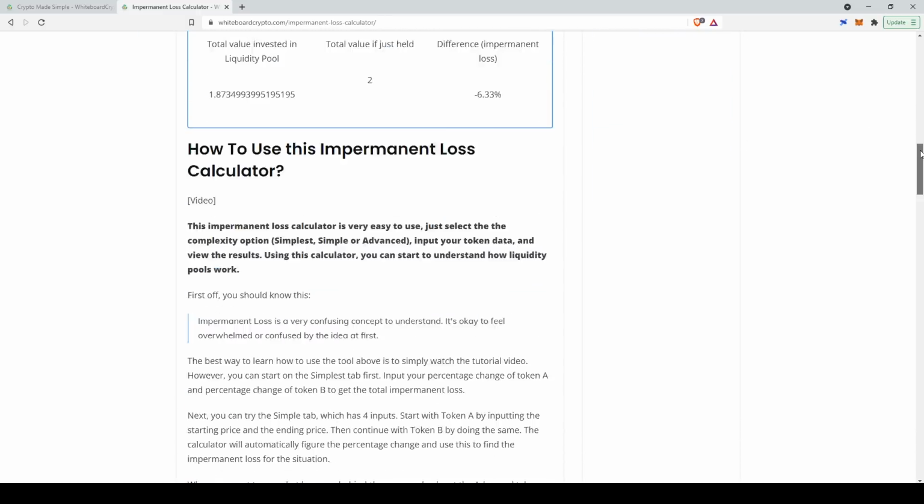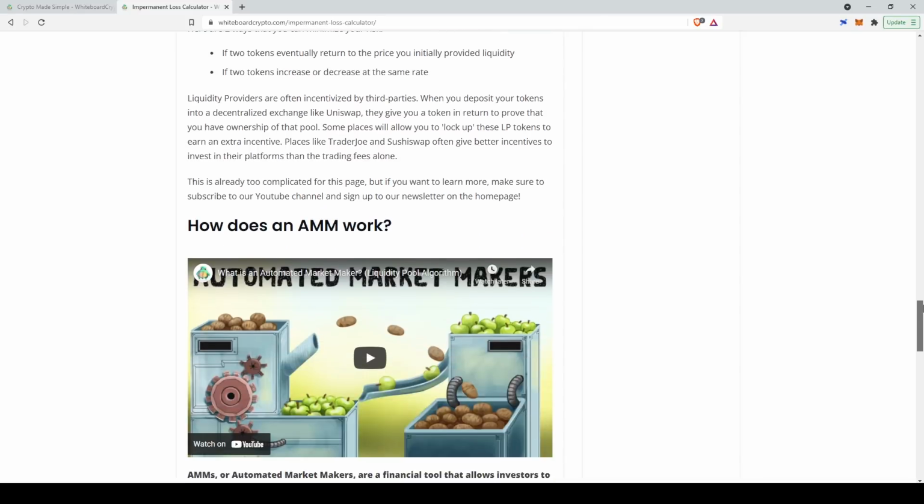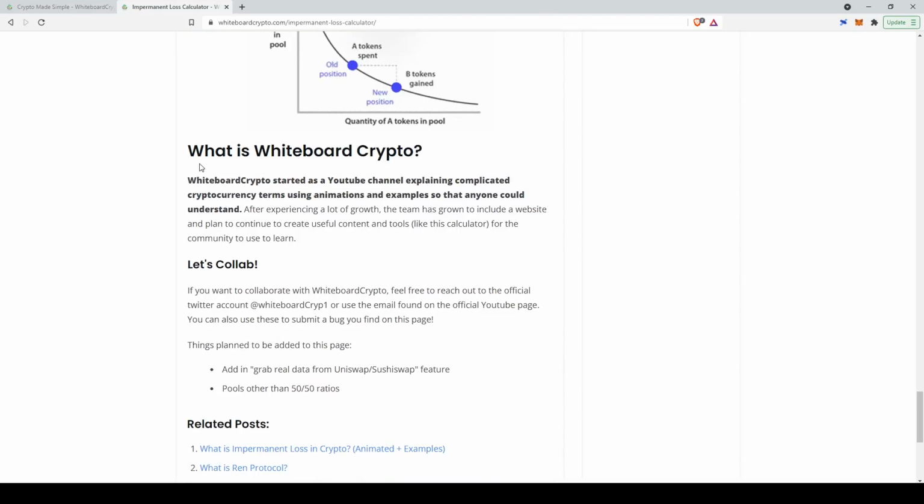Read the rest of this article, which I've actually spent quite a bit of time on and added a bunch of pictures and videos. And if you have any questions or maybe you find a bug, feel free to reach out to me on Twitter or to email me, as we would love to improve this page to help onboard new crypto users into understanding what impermanent loss actually is.